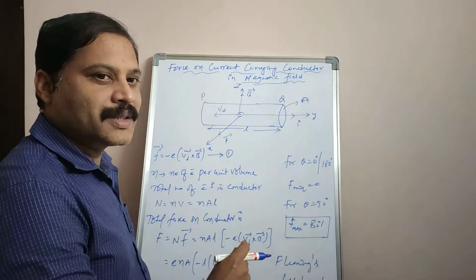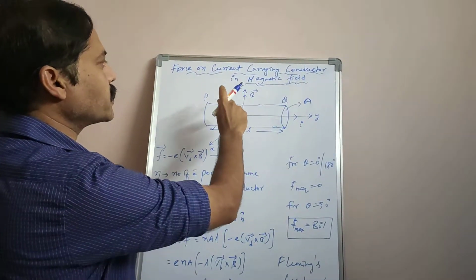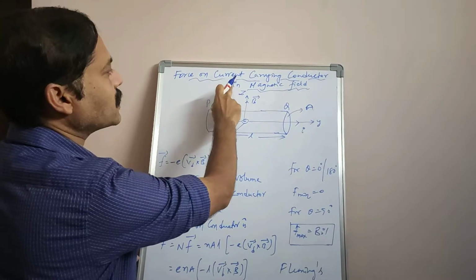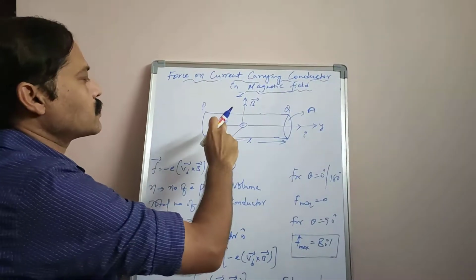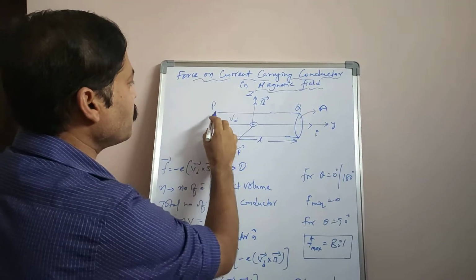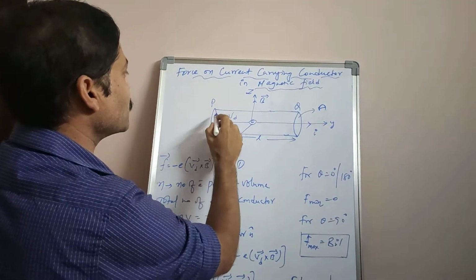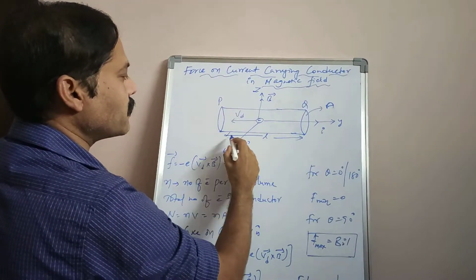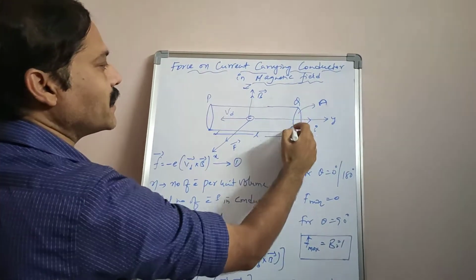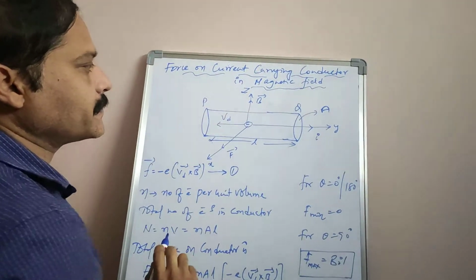Good morning everyone. In this session we are going to learn about force acting on a current carrying conductor in a magnetic field. Let us consider a conductor PQ. So this is considered as a conductor PQ, having length small l, and area of cross section capital A.